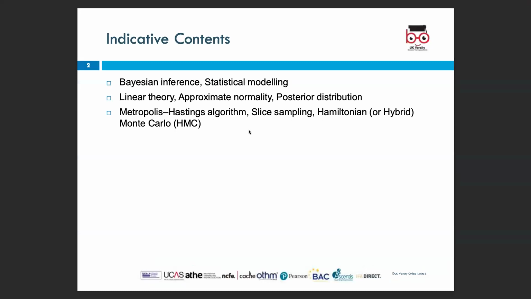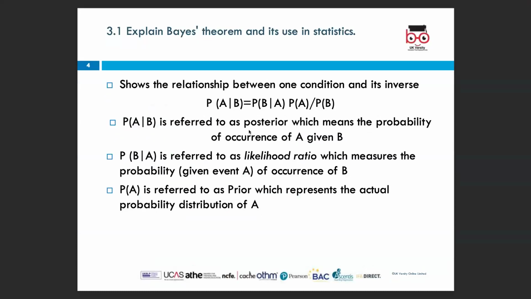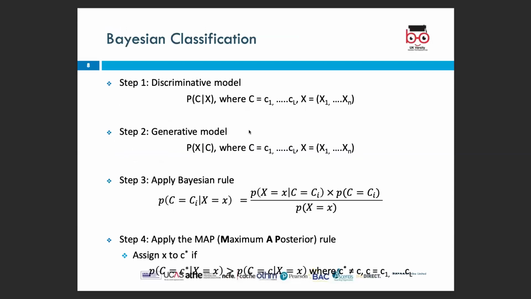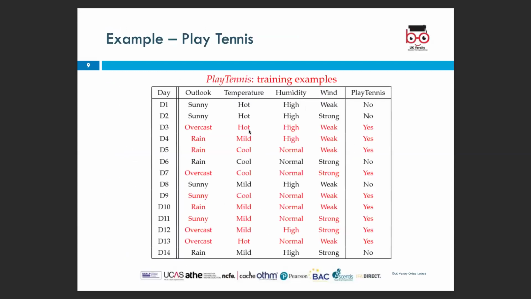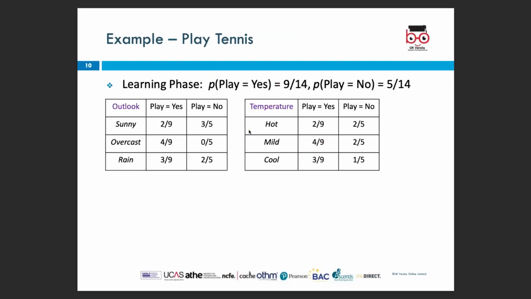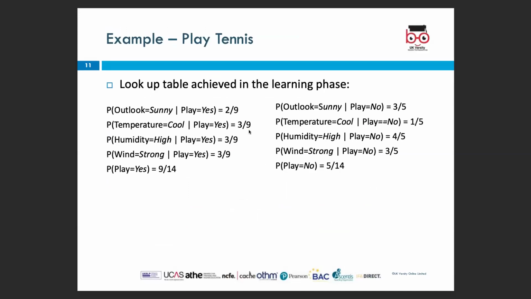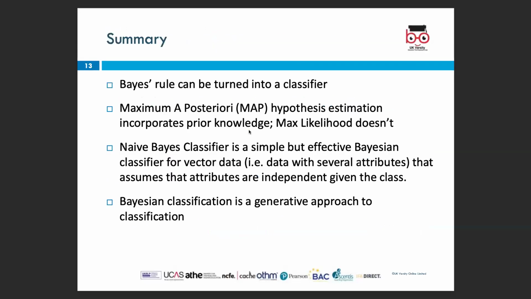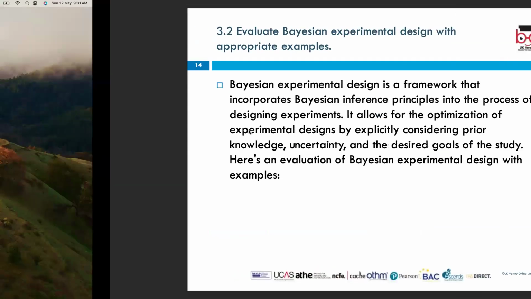And then we looked at the indicative contents, and then we had an explanation of Bayes theorem and how to use it in statistics, classification, and then probability basics, Bayesian classification, and then we looked at a good example, which is the play tennis example that we had yesterday, which is play tennis training, and then we get the number of yes or no's, and the temperature and all, and the outlook. We also looked at how to calculate it using Bayes' theorem, among other things.